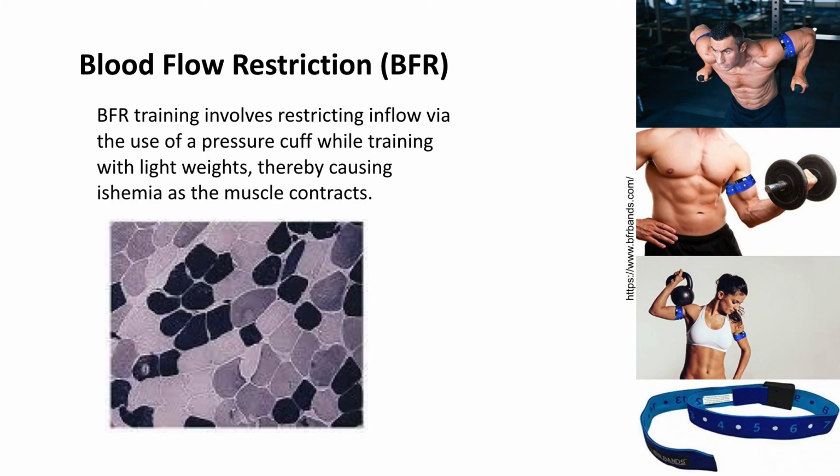Now, blood flow restriction training, BFR abbreviated, involves restricting inflow of blood via the use of a pressure cuff. You do this while training with light weights, thereby causing ischemia, which means oxygen deprivation, as your muscle is contracting. And this restriction of oxygen limits slow twitch fibers, thus increasing the recruitment of large muscle fibers.